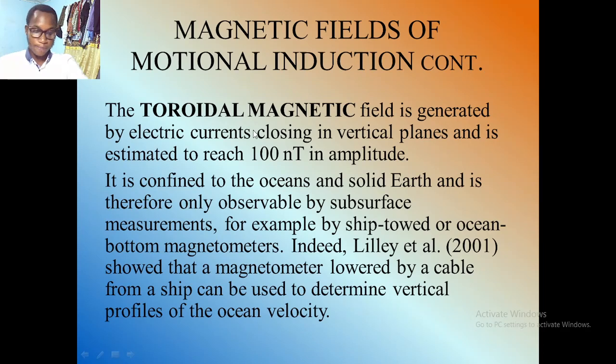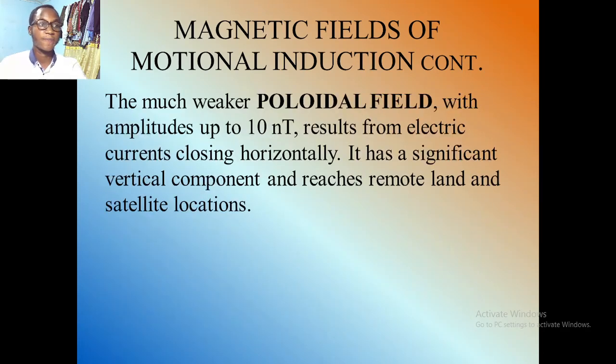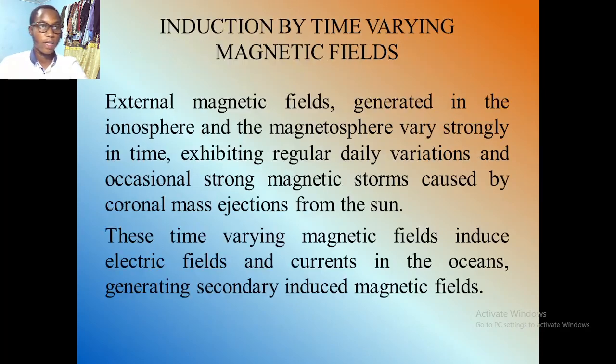In 2001, Lilly and co. showed that a magnetometer lowered by a cable from a ship can be used to determine vertical profiles of the ocean velocity. The much weaker poloidal field, with amplitudes up to about 10 nanotesla, results from electric currents closing horizontally, and it has a significant vertical component and reaches remote land and satellite locations.